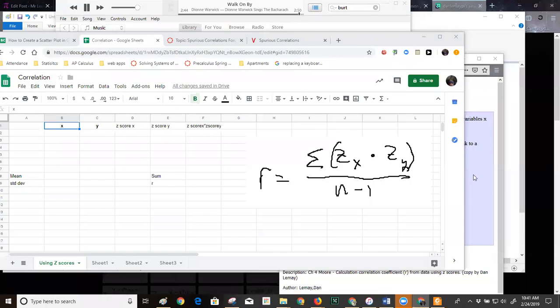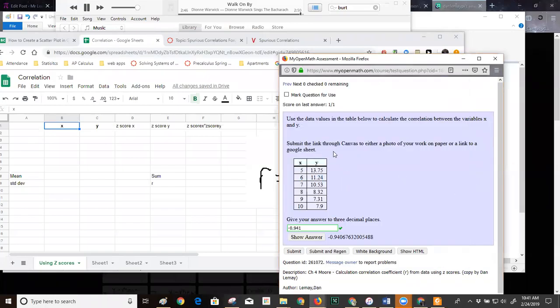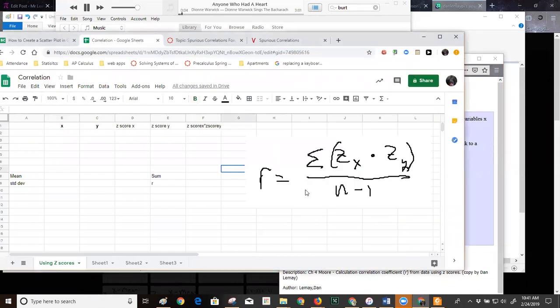Okay, so for this open math assignment, we're going to learn, or refresh your memory, how to calculate correlation using z-scores. What we need to remember is that in order to calculate the correlation using z-scores, you have to find the z-scores for the x's, the z-scores for the y's, multiply that pair together, find the sum of them all, and divide by one less than the number of data pairs you have.